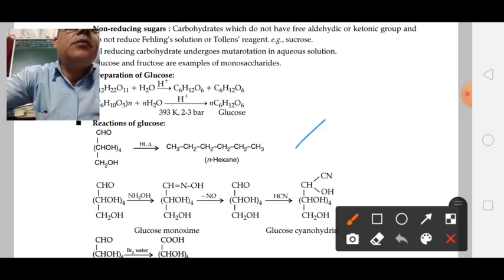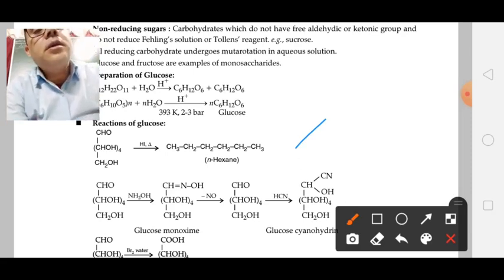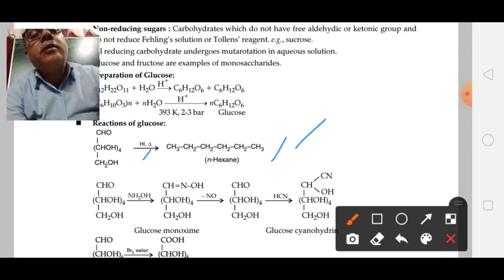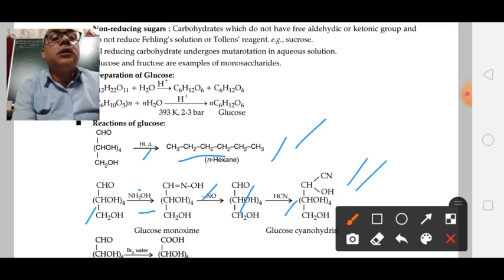Now the reactions of glucose show some properties of carbohydrates. Here are some properties of monosaccharides. Monosaccharide on heating with hydrogen iodide gives the straight chain alkane. Hydroxylamine reacts with the aldehyde to give this product, and on hydrolysis it will give this. Then cyanide can react with this one. This way the reaction can be continued.